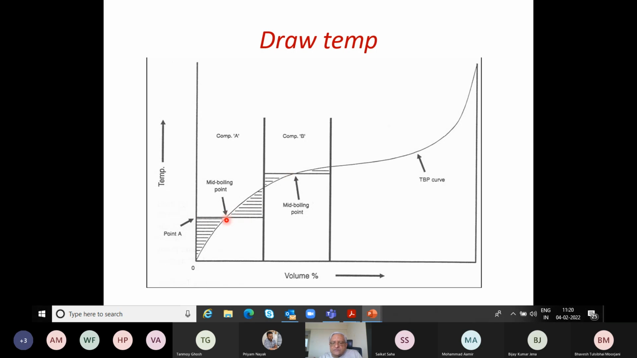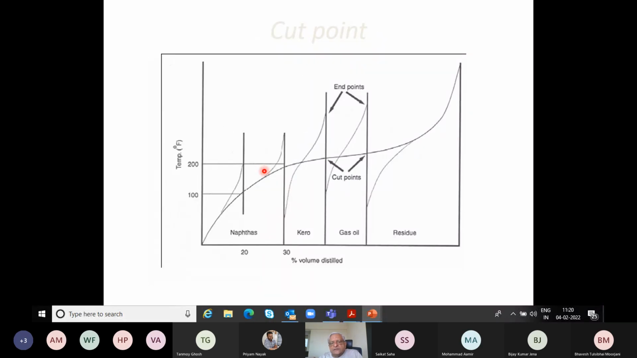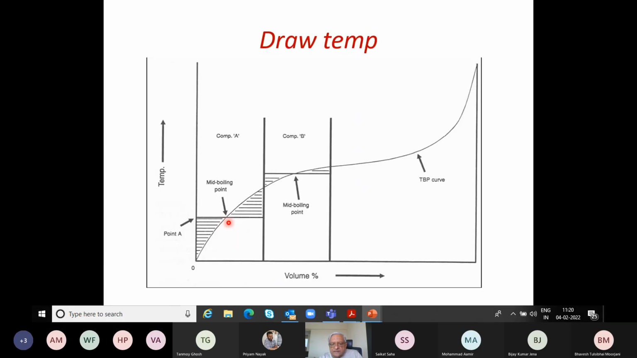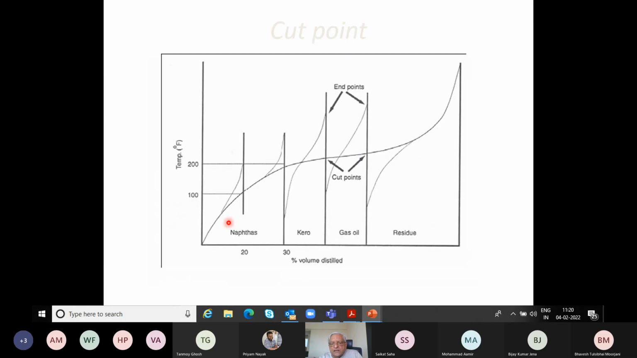So it actually matches with the mean average boiling point, what we discussed in earlier classes. So this is the temperature at which you draw the light fraction. This is the temperature at which you draw the heavy fraction. But in real life, cases are not like that. We don't have a very clear cut like we have shown here.